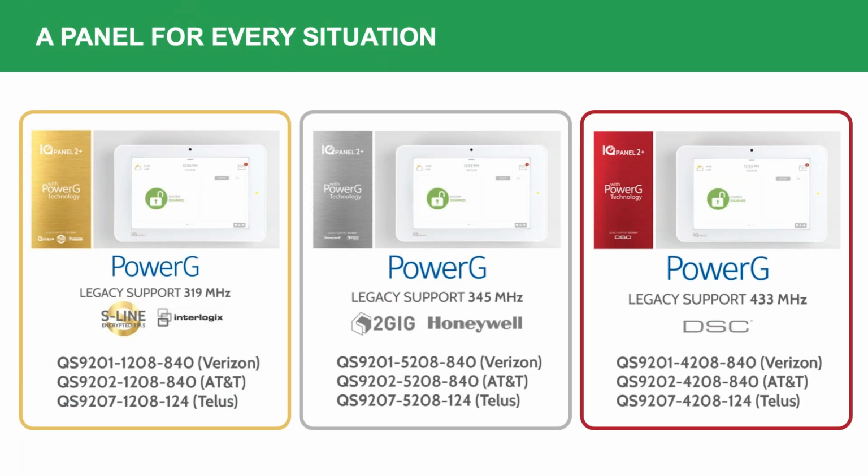You go into a home and let's say you already are using Qolsys sensors, encrypted sensors, you're going to use that gold panel of ours, or even if they have existing Interlogix sensors, that's what's going to work. If you're using our Hardwire 16, this is also the panel that's going to work with that, since our Hardwire 16F uses 319.5 megahertz. But if you go into a home with 2 gig or Honeywell, it's going to be the silver panel, and then we have the red panel for that legacy DSC 433.